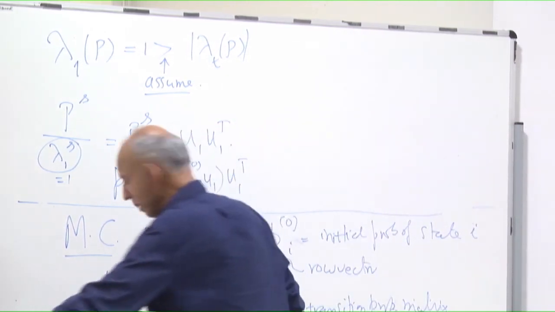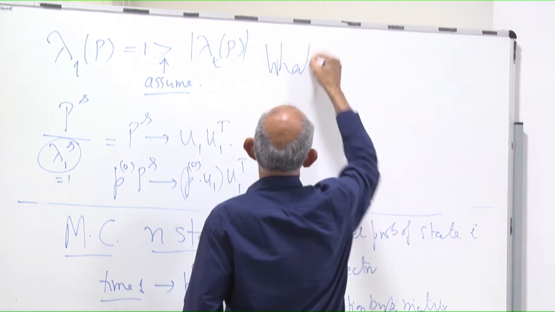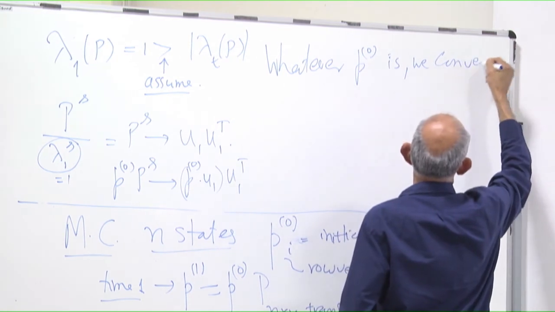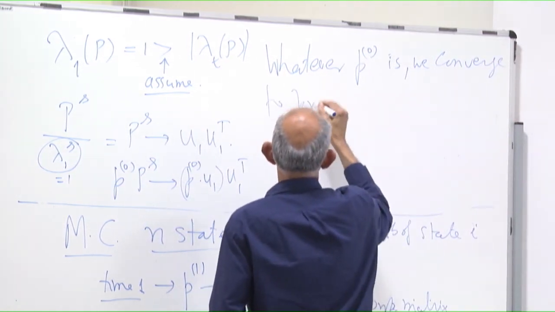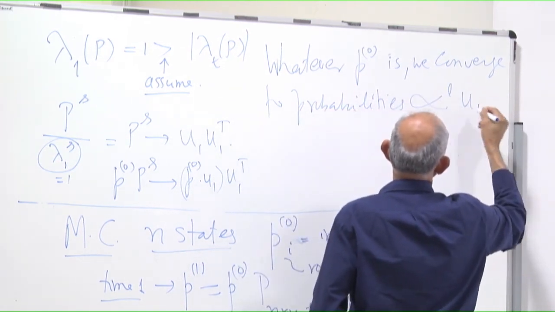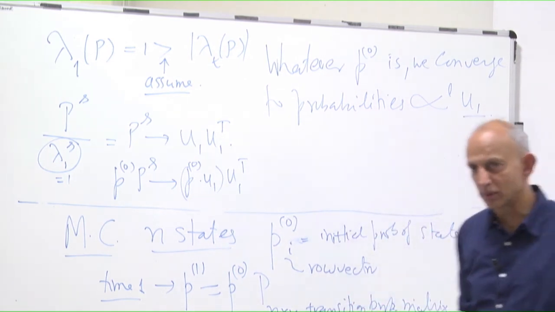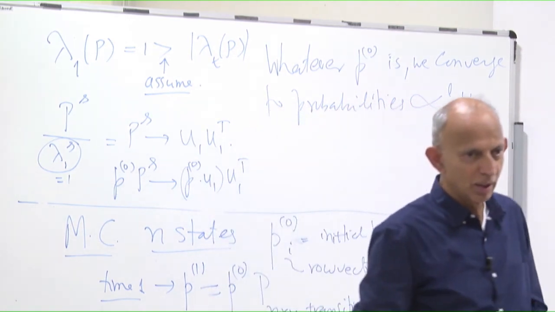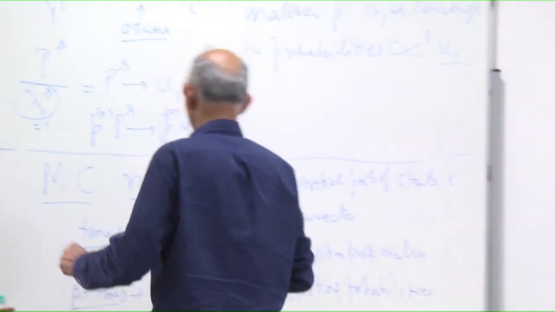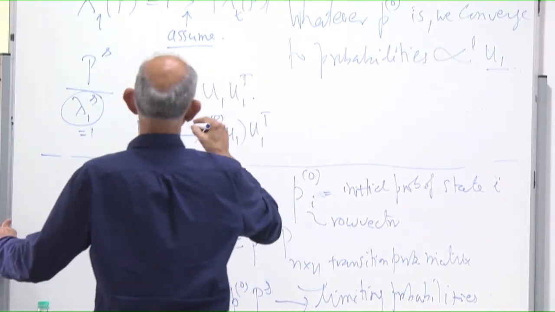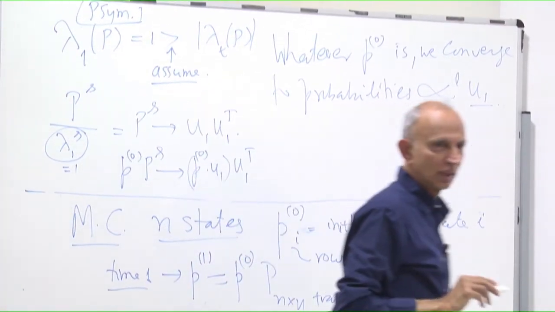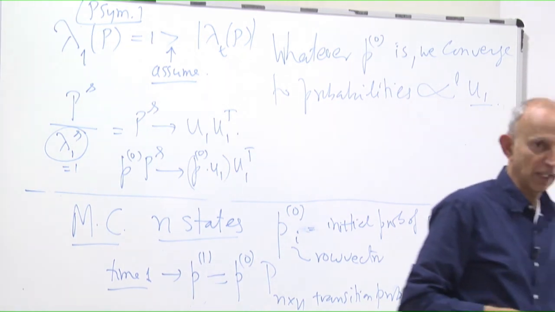So maybe that's worth writing: whatever P0 is, we converge to probabilities proportional to u1. And these are called the stationary probabilities. So, yeah. Yeah. So I'm doing it, good point, I'm doing it only for P symmetric. Thank you. So you do have to otherwise symmetrize it. So P is symmetric. Yeah. So this is not valid if it's not symmetric. Yeah. Thanks.